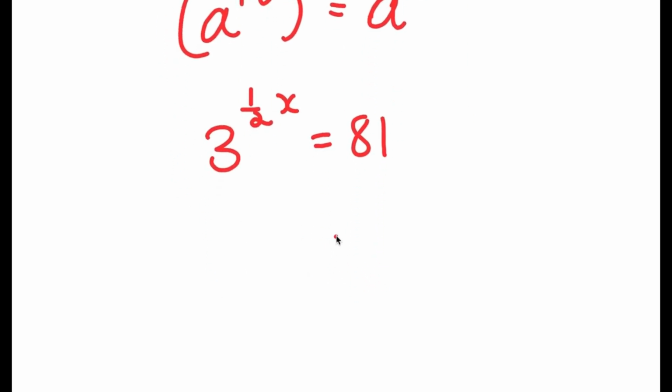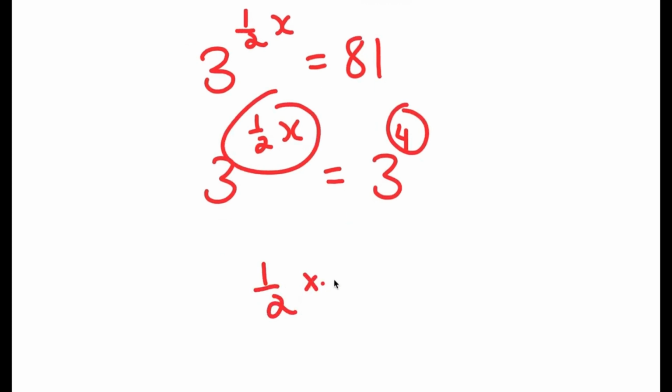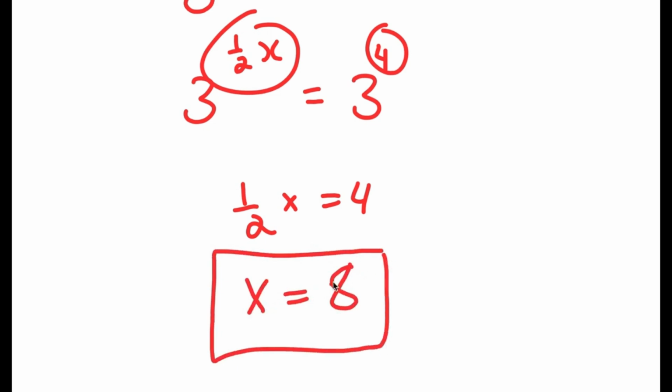Now, 81, that's the same thing as 3 to the power of 4. So now I have 3 to the power of 1/2 x is equal to 3 to the power of 4, and this means 1/2 x is equal to 4, and x is equal to 8. So 8 is my answer.